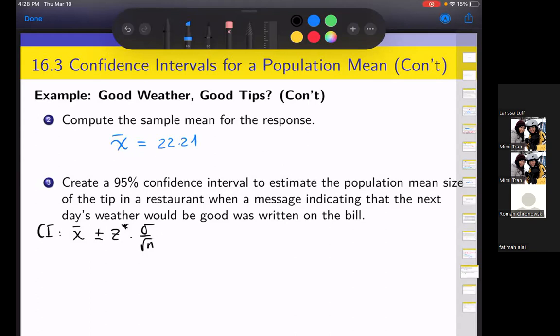Let's see, Rami. I think Kai got the same thing. Anyone have the same answer? Yeah, you got the same. Okay, good.